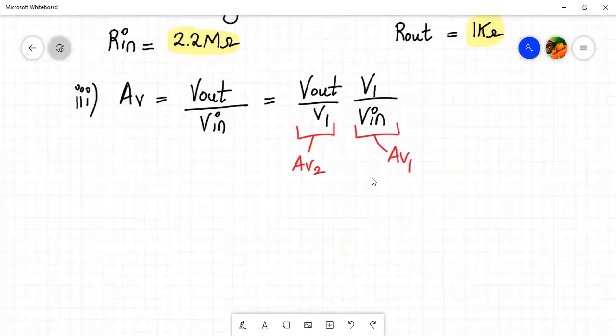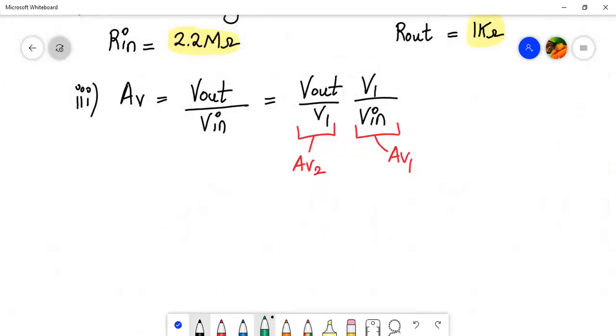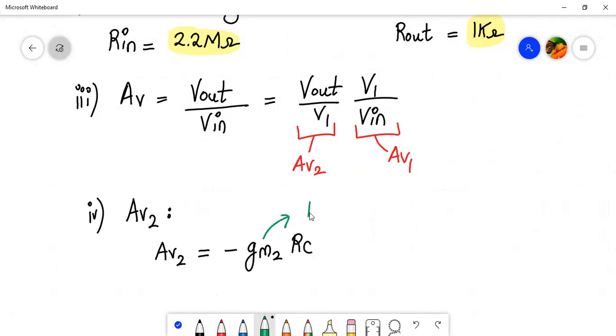Now let me write it formally over here. So AV2 will be given by, we have earlier calculated AV2, it is minus gm2 into RC. So what was the value of gm2 we got? We got it as 167.11 milliampere per volt. And what's the value of RC we got? RC we have 1 kilo ohm.